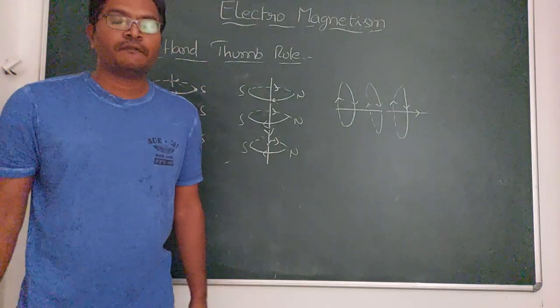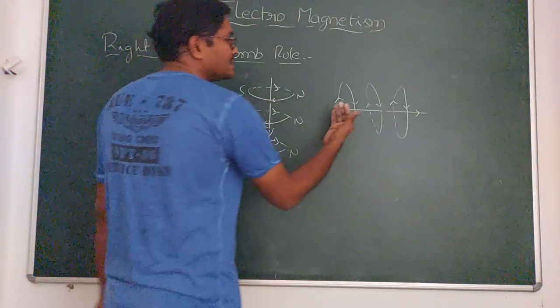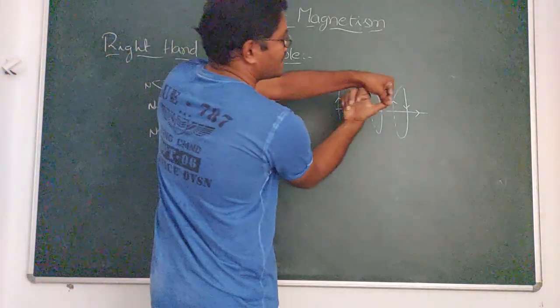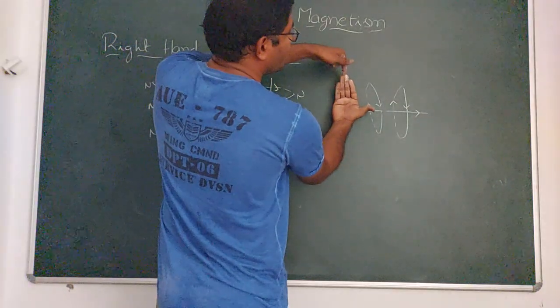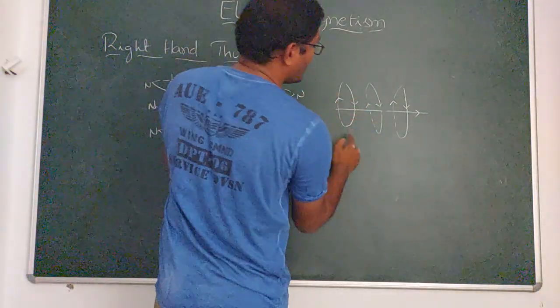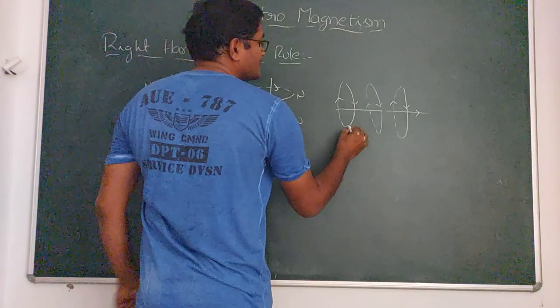So now where the fingers are coming out of, fingers ekkadiki bayatiki vastunnayi, this is the direction of the current. Fingers ikka nunchi bayatiki vachestunnayi and ikkadiki enter avutunnayi, ante wherever they enter, that is to be the south pole.